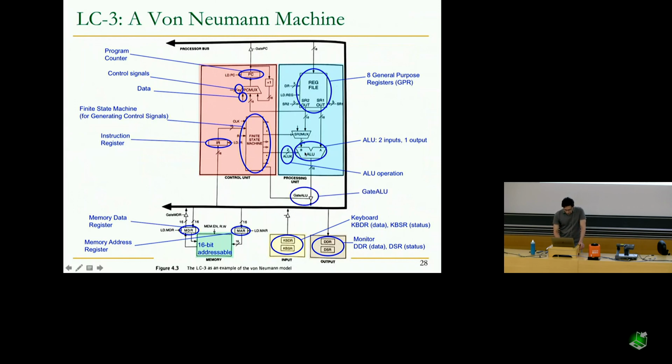And other control signals, for example this GateALU, control this three-state buffer that we have here. Observe that there are several of these three-state buffers in the data path. And we need to control them because we don't want them to be always writing into the processor bus. What could happen if they all are writing continuously to the processor bus? We will have some kind of collision in the processor bus, right? So the machine wouldn't work correctly.